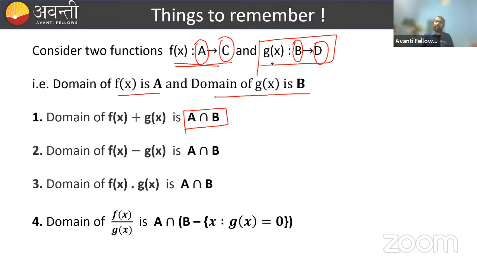Remember, A intersection B. And finally, in the case of division, the domain of f of x upon g of x is A intersection B, but from that set we need to exclude the points where g of x, the denominator, becomes 0. Because if the denominator becomes 0, the function will not be defined. Let's see some examples to understand all these rules.